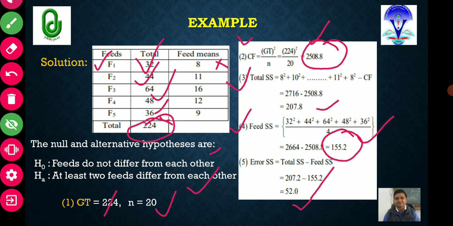Then after getting the total sum of square and feed sum of square, you have to calculate the error sum of square. How will you calculate it? Total sum of square minus feed sum of square. This is coming 52. So till now you have calculated all the sum of squares: total, treatment and error sum of square. Now you have to prepare the ANOVA table with this actual example.